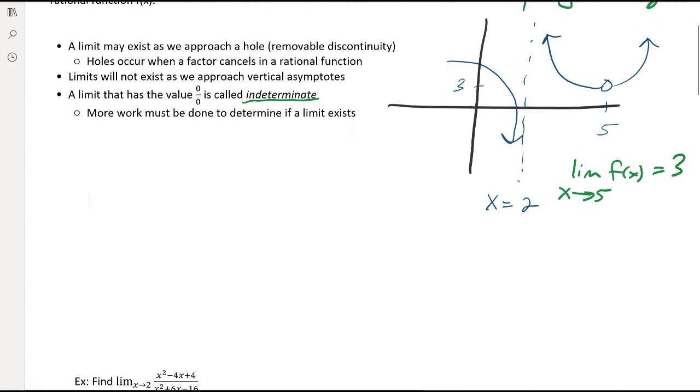Okay, here we go. For example, they want us to find the limit, and all of these will be two-sided limits. Find the limit as x approaches 2 of x squared minus 4x plus 4 over x squared plus 6x minus 16. Before evaluating that limit, I want to remind you about how we figure out holes and vertical asymptotes and domains and things of that nature.